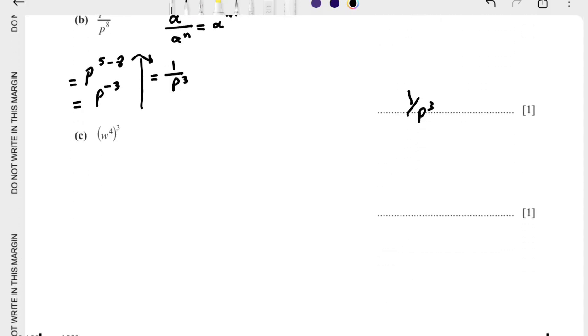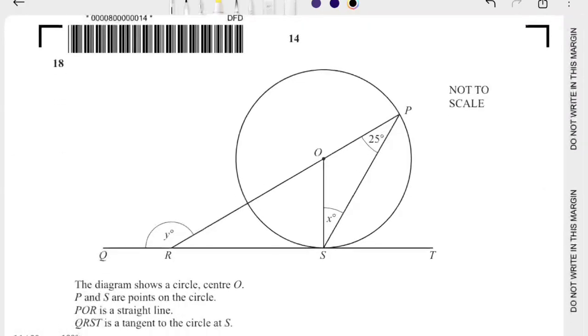C part, this is again the law of indices, the power of power rule. It would be a raised to the power m, whole raised to the power n, equals a raised to the power m into n. So it would be w raised to 4 times 3, which is equal to 12. W raised to the power 12 would be the answer. Next question.